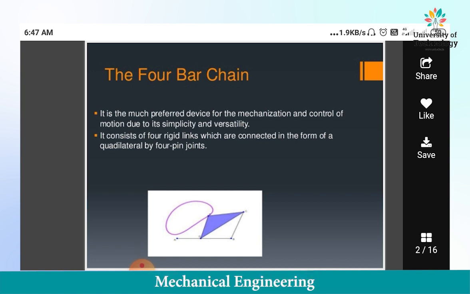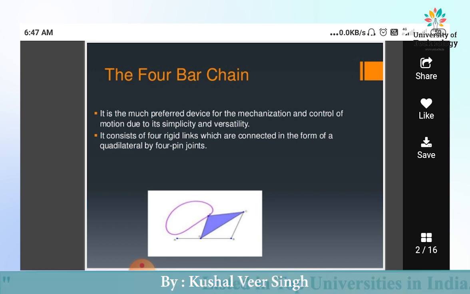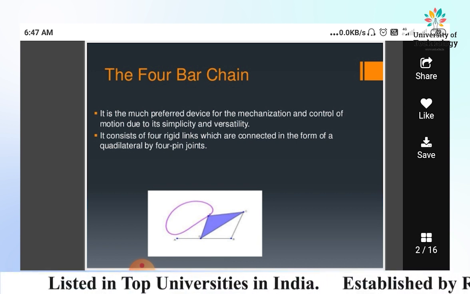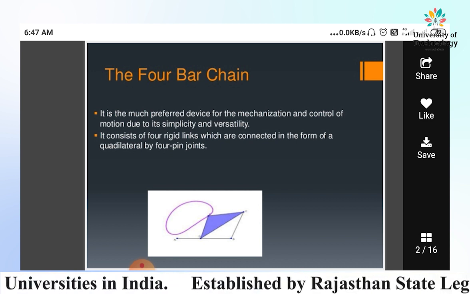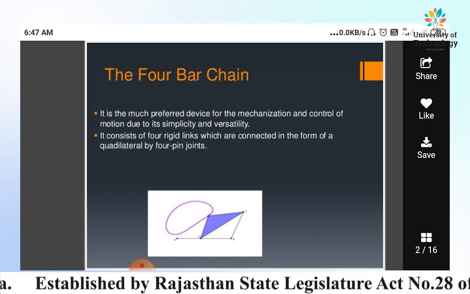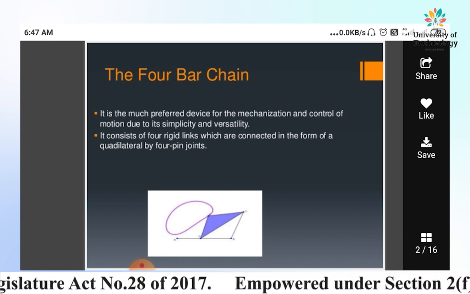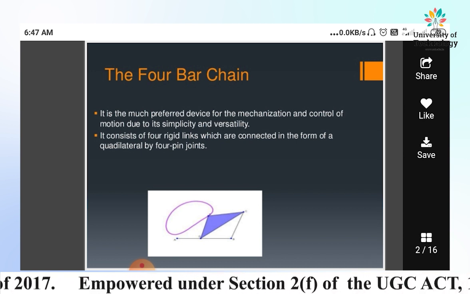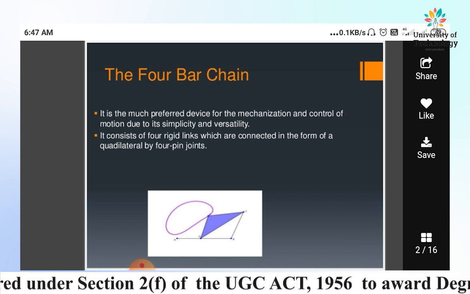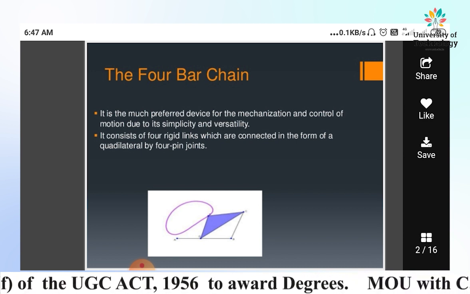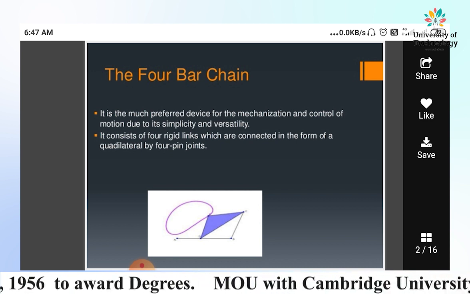My topic today is four-bar chain and its inversions. First of all, we will discuss what the four-bar chain is. It is a much preferred device for the mechanization and control of motion due to its simplicity and versatility.